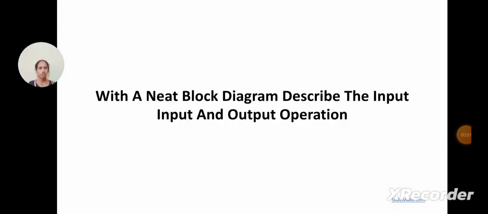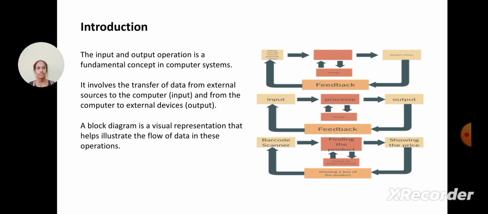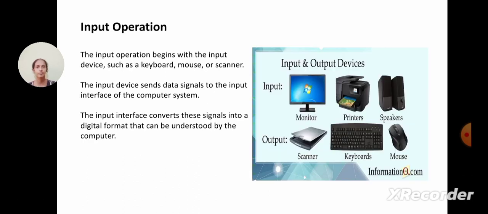With a neat block diagram, describe the input and output operation. Introduction. The input and output operations are a fundamental concept in the computer system. It involves the transfer of data from the external source to the computer and from the computer to the external device. A block diagram is a visual representation that helps to illustrate the flow of data in these operations.